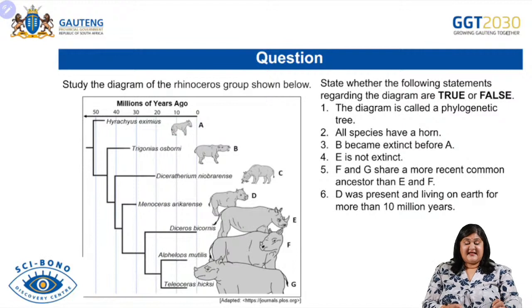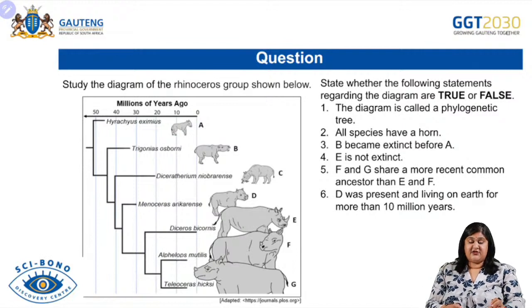Right, the next question. Study the diagram of the rhinoceros group shown below. Once again, we're going to analyze the diagram before we go to the questions. Okay, I know I'm spending a lot of time on this, but it's very important. And like I explained to you, it's a skill that you need to know and you need to master.